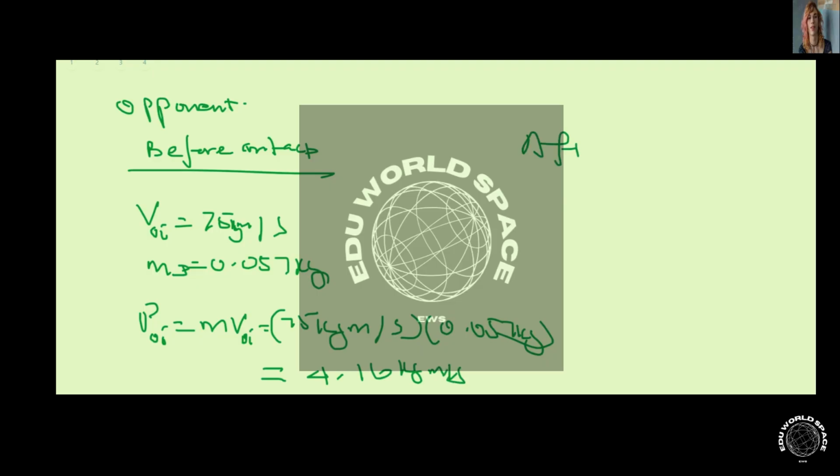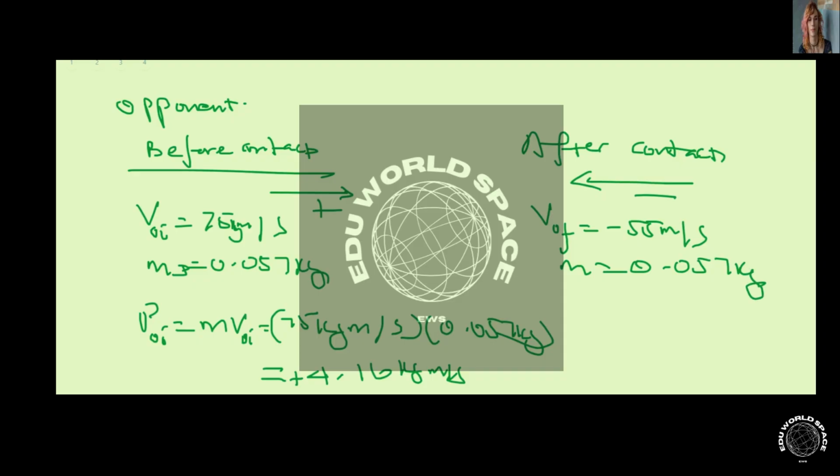And then we have after contact. One thing you want to see is that before contact we had a positive velocity, because the ball is moving in the positive direction. After contact, it's moving in the negative direction. So the final velocity is negative 55 meters per second with the mass of 0.057 kilograms. The final momentum for the opponent is the mass times the final velocity, 0.057 kilograms times negative 55 meters per second, and that ends up being negative 3.14 kilogram meters per second. So you just want to make sure that your numbers are right.